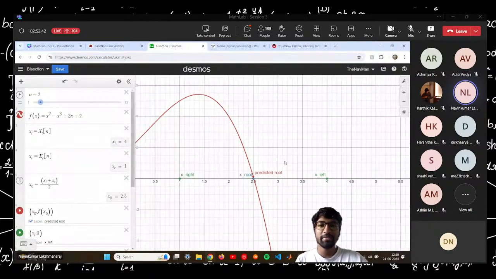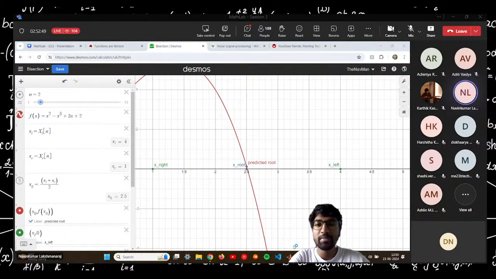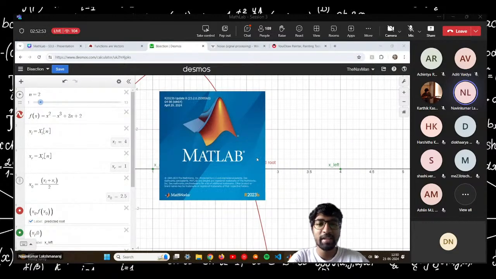So these are the 2 methods that we had seen before. And I'll show you the implementation of the same processes in Octave. Not exactly Octave, I'll be using Matlab, but you should be able to use the same code there as well.